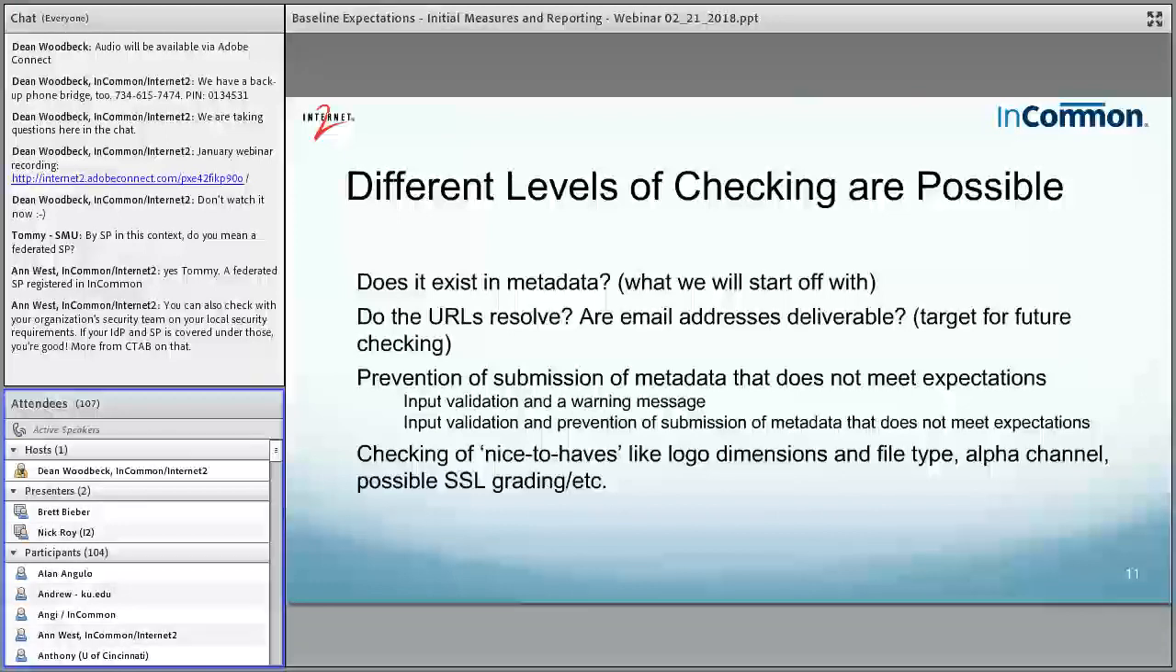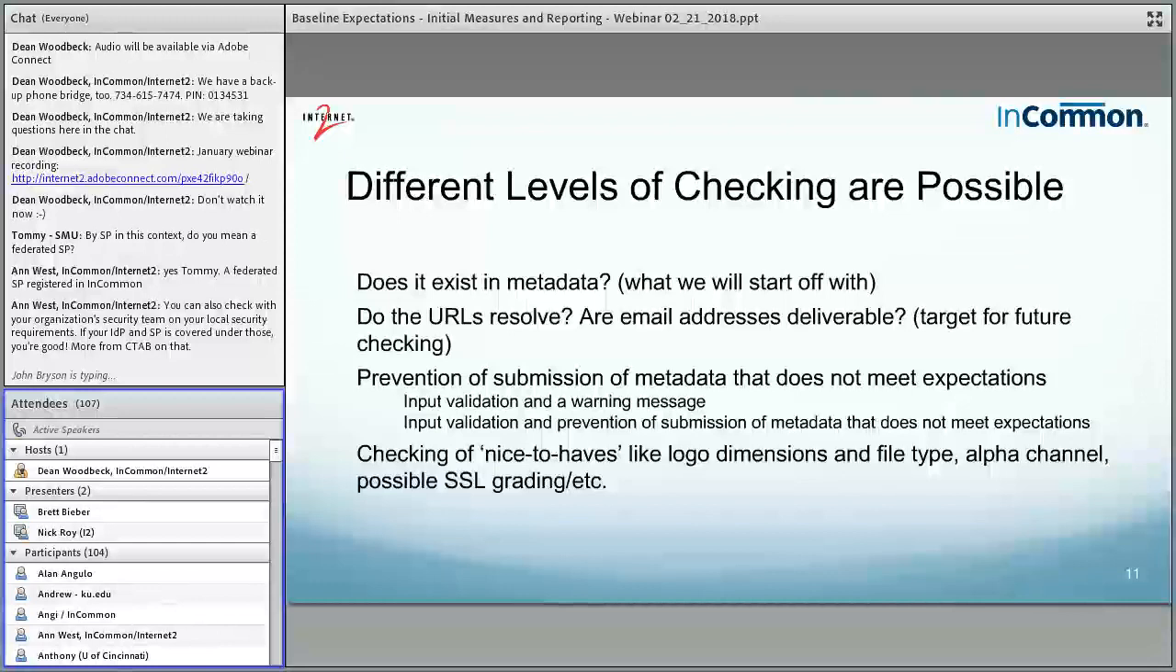So getting into the details of how we're doing the checking, there are different levels of checking that are possible. The absolute entry point to this process is, do those elements exist in your metadata? And that's where we're going to start. As in the emails that we sent out to site admins and execs this past Monday, that's the kind of checking we're doing. We're basically running the metadata through a process that looks for the existence of the elements that I talked about.